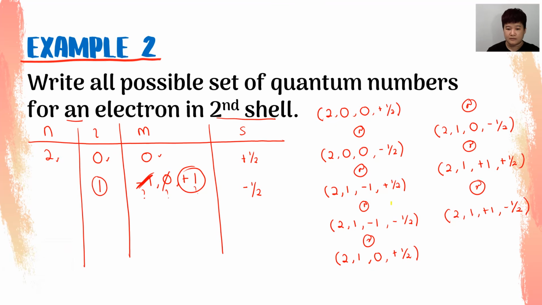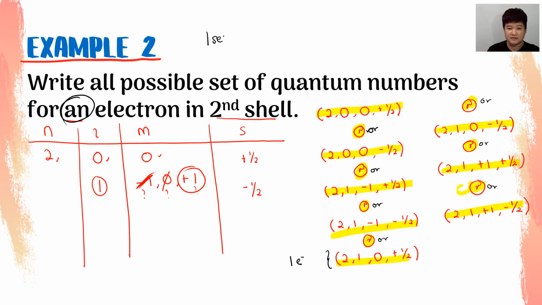And if you look at my answer, I have 6 possible sets of quantum numbers for an electron in energy level 2. Bear that in mind, every single set of these quantum numbers will show the position of one electron only. So, one set of N, L, M, S quantum numbers is for one electron position.